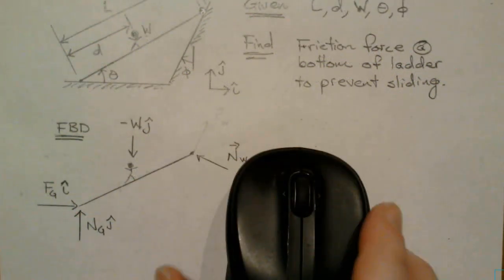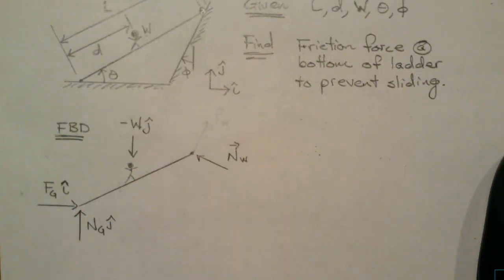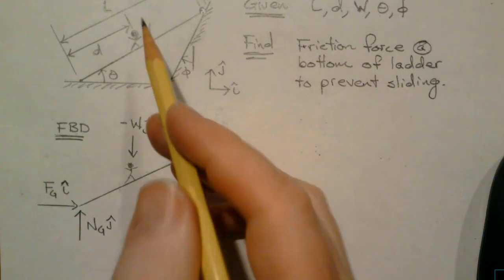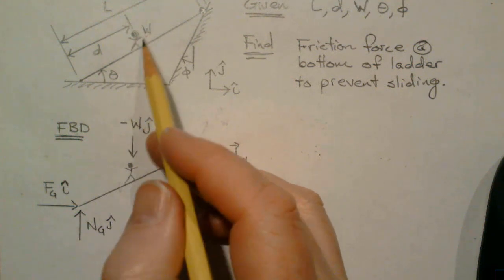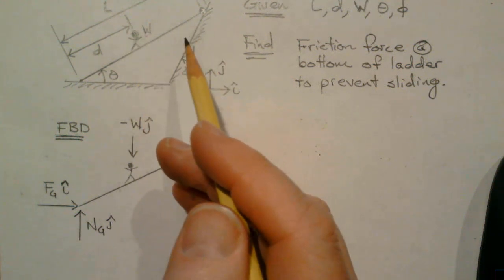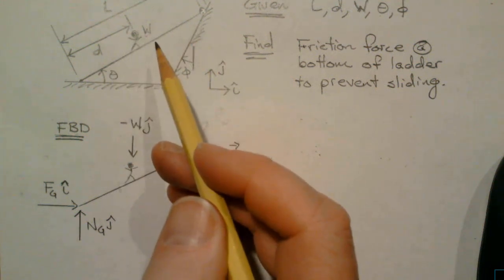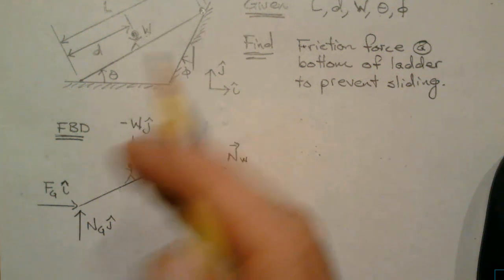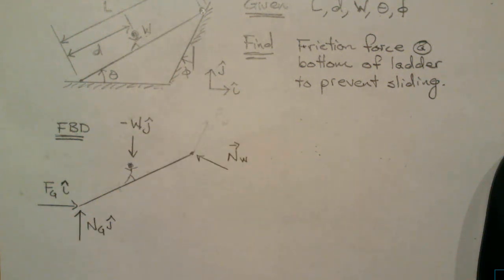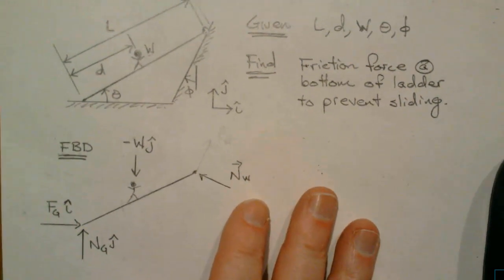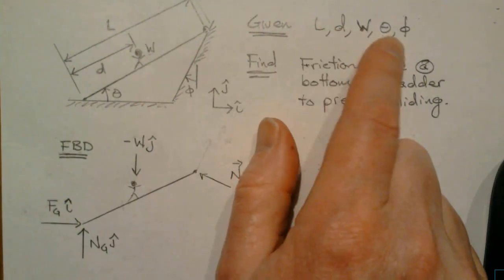So I just realized something here. I think I realized that we forgot a force, right? What about the weight of the ladder? The construction worker has a weight, but the ladder also has a weight, right? The ladder, that weight should be pulling down. So we left that out. And you'll notice something in our givens. We weren't even actually given the weight of the ladder.